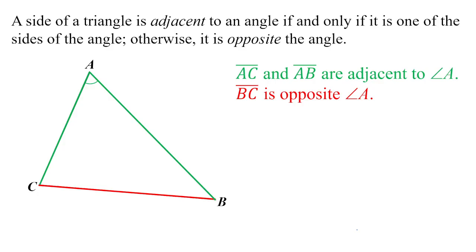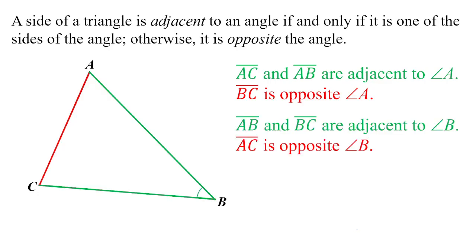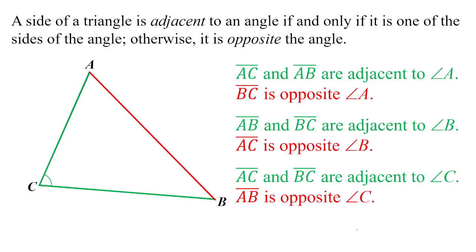If you look at angle A, segment AC and segment AB are adjacent to angle A, whereas segment BC is opposite angle A. Segment AB and segment BC are adjacent to angle B. Segment AC is opposite angle B. And segment AC and segment BC are adjacent to angle C. And segment AB is opposite angle C. So it is very important to identify which two sides are adjacent to an angle and which side is opposite an angle.